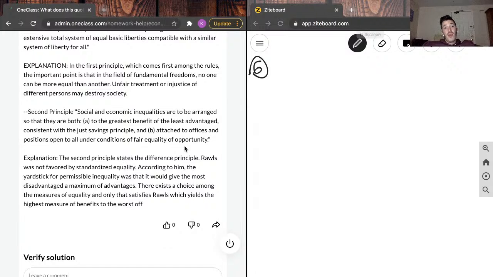The second principle, social and economic inequalities are to be arranged so that they are both A, to the greatest benefit of the least advantage, consistent with the just savings principle, and B, attached to offices and positions open to all under conditions of fair equality of opportunity. The explanation is that the second principle states the difference principle. Rawls was not favored by standardized equality. According to him, the yardstick for permissible inequality was to give the most disadvantaged a maximum of advantages. There exists a choice among the measures of equality, and only that satisfies Rawls which yields the highest measure of benefits to the worst off.